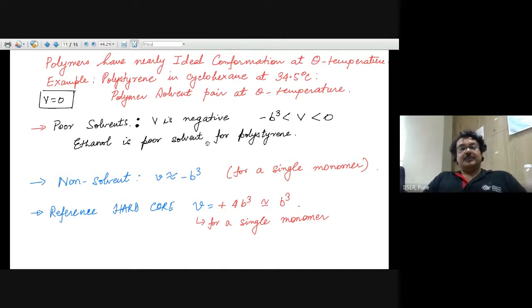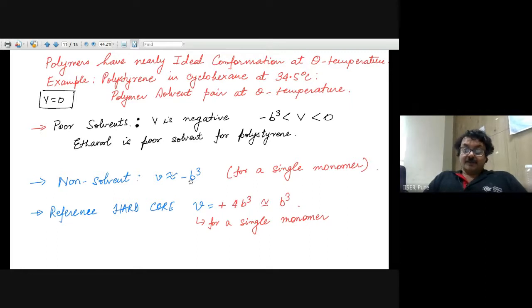Ethanol is a poor solvent for polystyrene, so you have a negative excluded volume if you are considering polystyrene in an ethanol solvent. You can also have the non-solvent, where the excluded volume goes as minus b cube, and this is negative. Just as a reference, for the hardcore repulsion case, when you had pure repulsion and no attraction, the excluded volume was 4 pi b cube by 3, and dropping the prefactor, you can write it as b cube.